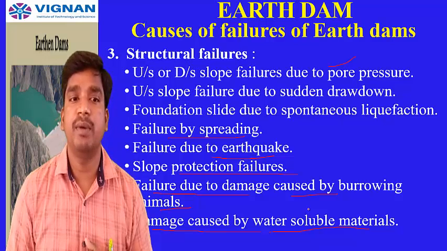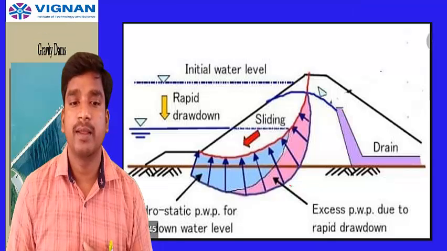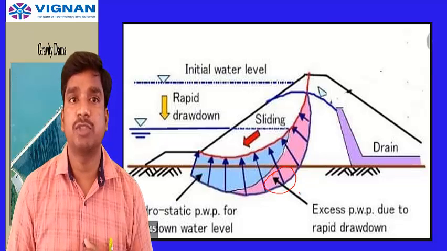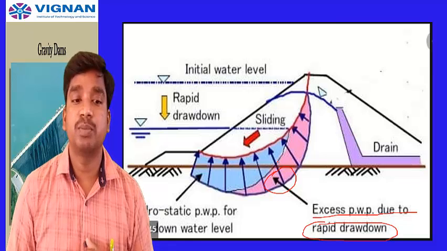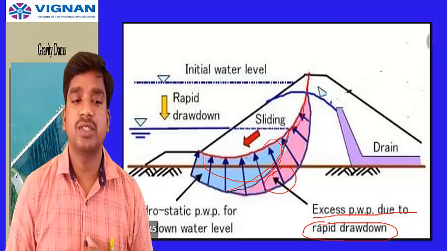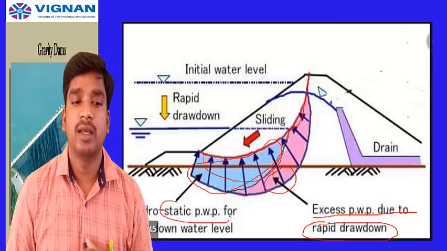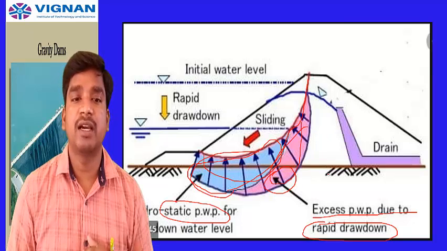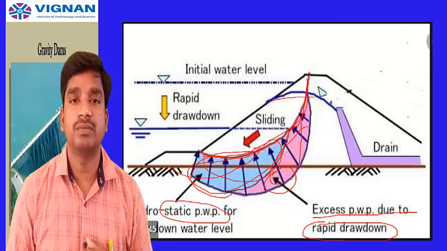Now coming to the first point, upstream as well as downstream slope failures. Here you can see excess pore water pressure due to rapid drawdown. The material is coming like this and the water pressure is increased here. Here the hydrostatic pore water pressure is for the drawdown water level. This is water and this is material. Like this the sliding will occur, meaning the entire portion slides because of the rapid drawdown pressure.